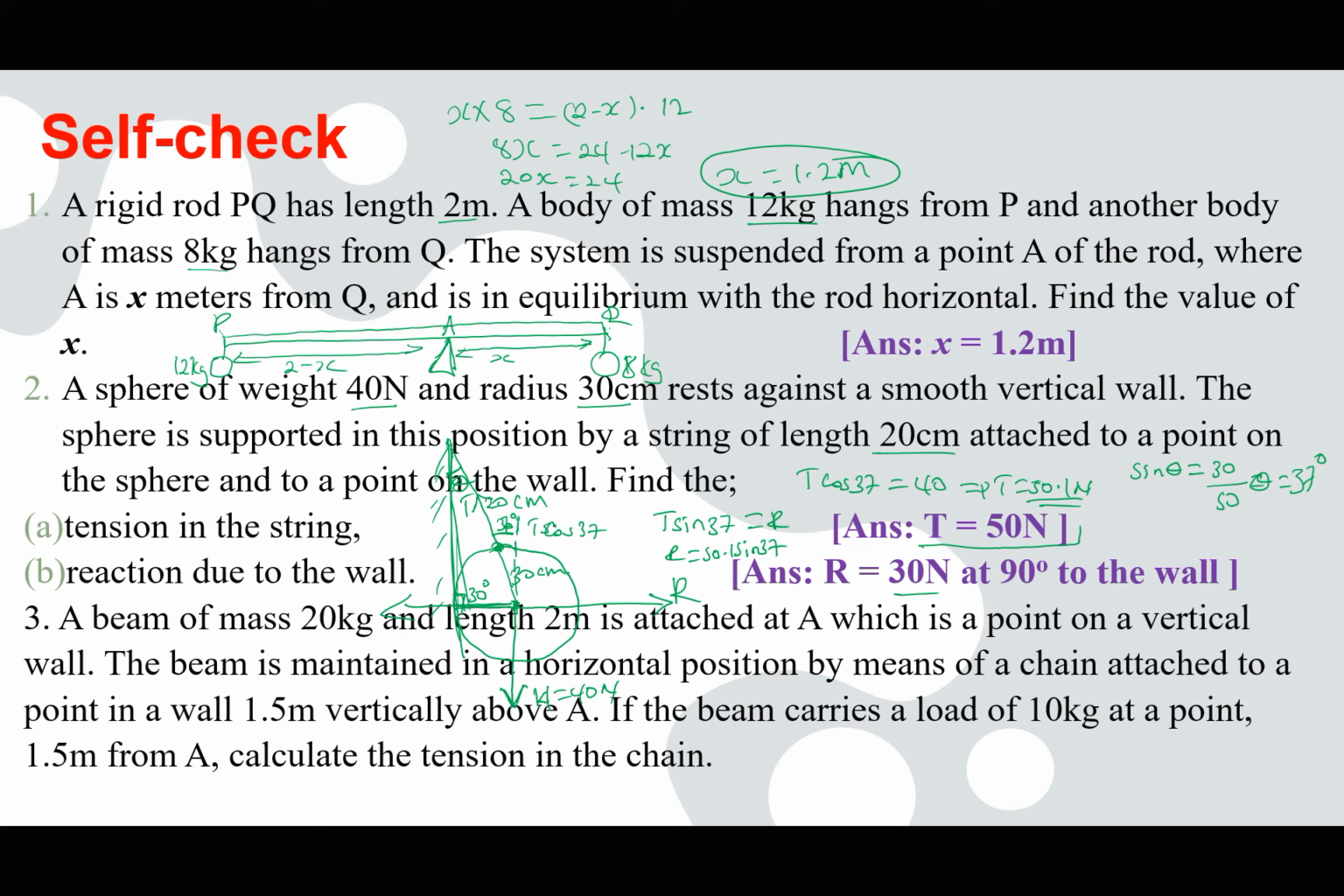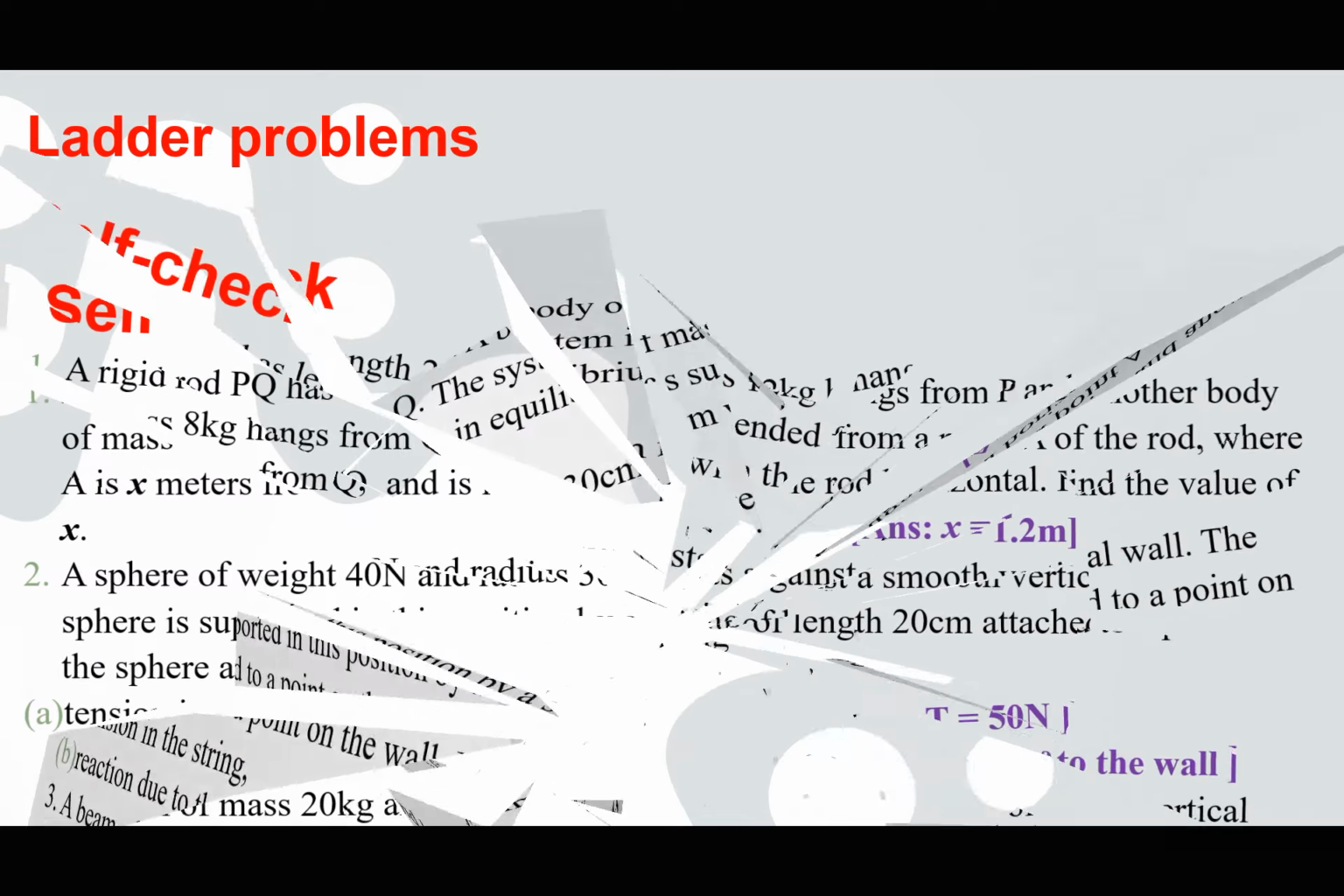A beam of mass 20 kilograms and length 2 meters is attached to A, which is a point on a vertical wall. The beam is maintained in a horizontal position by means of a chain attached to a point in a wall, 1.5 meters vertically above A. If the beam carries a load of 10 kilograms at a point 1.5 meters from A, calculate the tension in the chain. I must solve this for some students. I will use the second page.